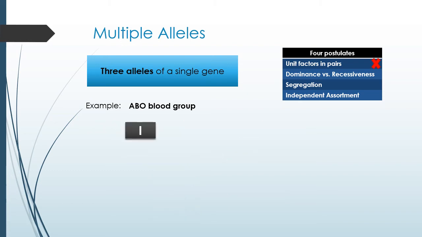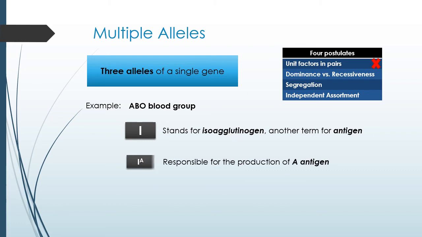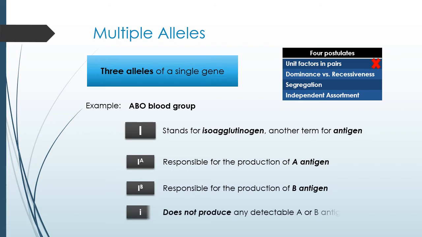But what does I stand for? I stands for isoagglutinogen, another term for antigen. The allele IA is responsible for the production of A antigen. Allele IB is responsible for the production of B antigen. While allele i does not produce any detectable A or B antigens. Alleles IA and IB are both dominant alleles, while allele i is the recessive allele.